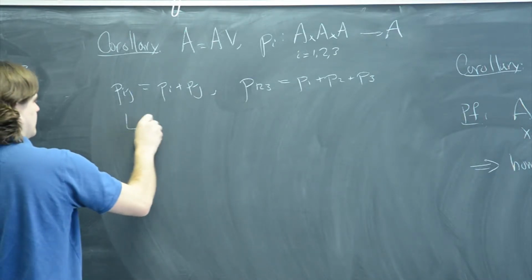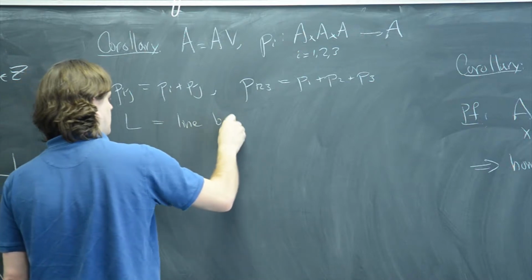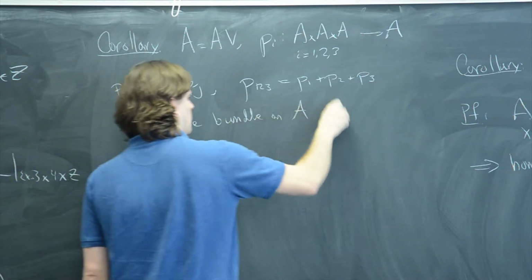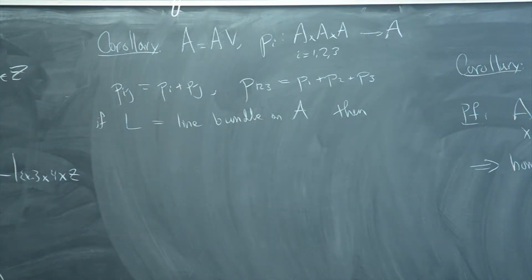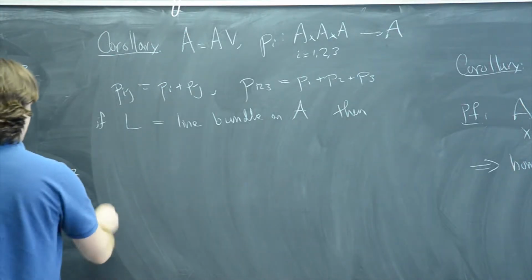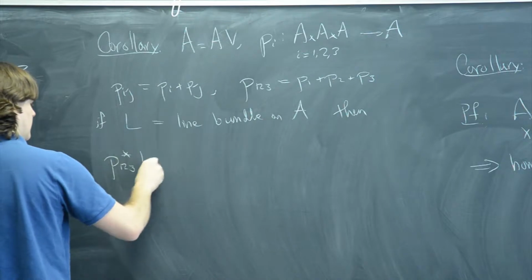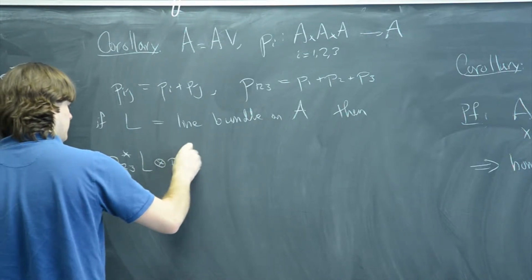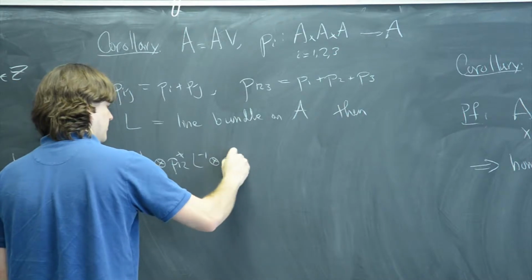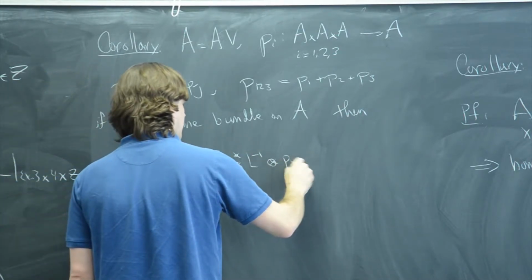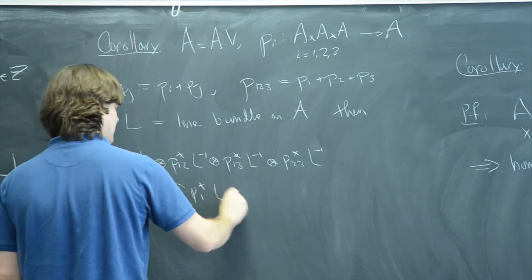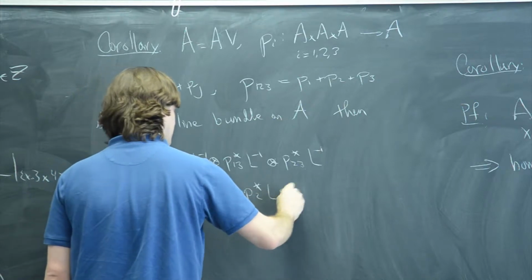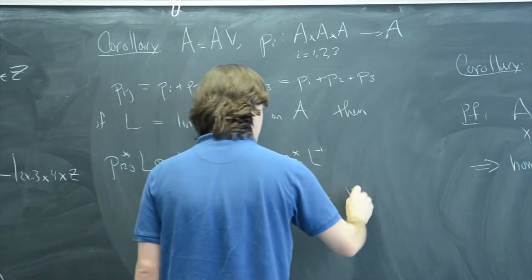Then if L is a line bundle on A, some big expression involving the pullbacks in all kinds of possible ways is going to be trivial: P123 star L, tensor P12 star L inverse, tensor P13 star L inverse, tensor P23 star L inverse, then tensor P1 star L, P2 star L, P3 star L is trivial.